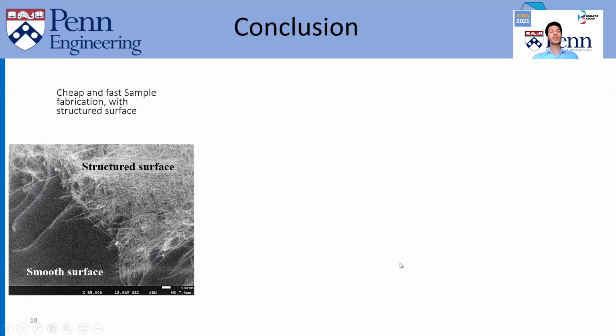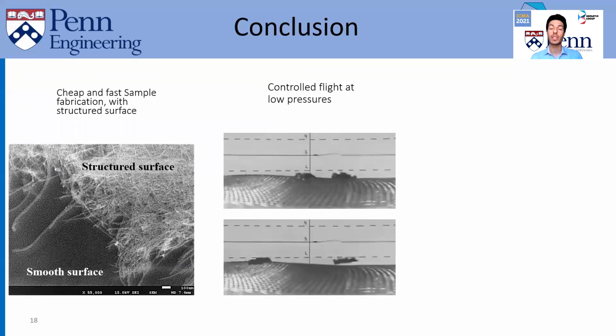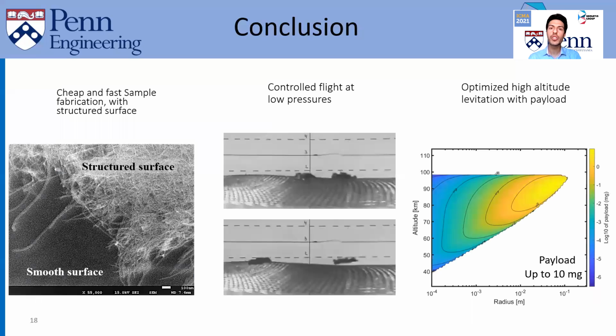So in conclusion, we created cheap, fast samples with a controlled accommodation coefficient difference on the two sides, and we successfully flew these structures at pressures that correspond to high altitudes in the atmosphere, where we don't have any other flight mechanisms. And then we showed with our validated theory that we not only can levitate macroscopic structures under sunlight, we can also add useful payloads of up to 10 milligrams to these structures.